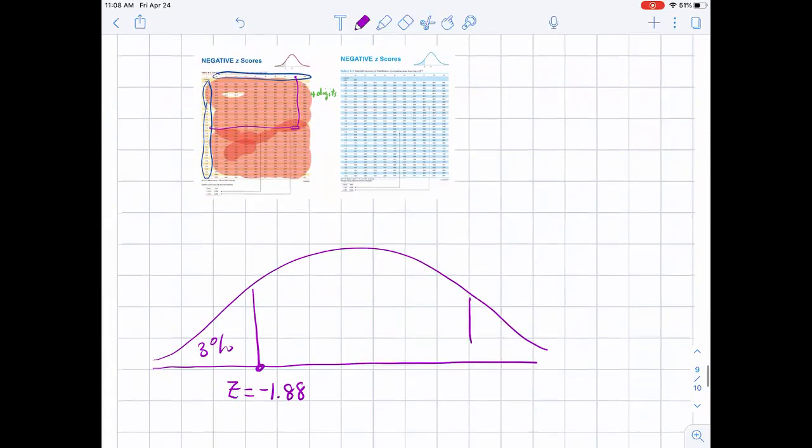Well, these graphs are symmetric. So if this is also 3%, what do you think this value here will be? The same, a little, positive 1.88. Positive. Very good.